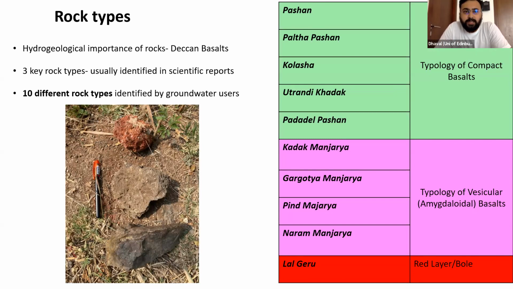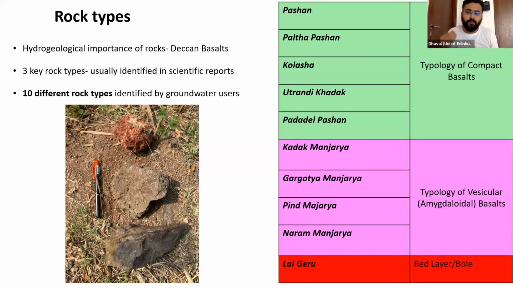If you look at the Deccan basalts, which is one of the largest volcanic provinces across the globe, there are 3 larger rock types that are usually identified in the scientific reports. They are compact basalts, vesicular or amygdaloidal basalts, and a red layer, which defines the 2 lava flows. However, during my interaction with the communities, I understood that there are different types of compact basalts and vesicular basalts that they identify, and that shapes their practices of groundwater use.